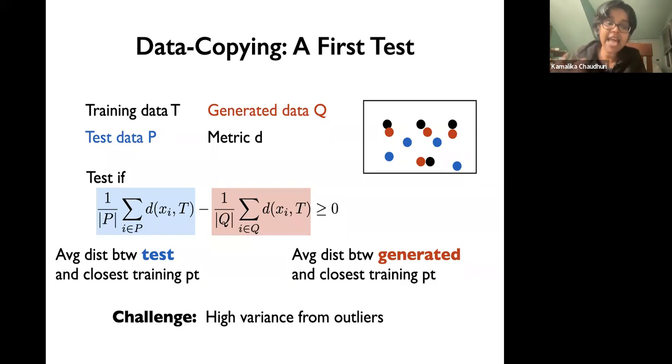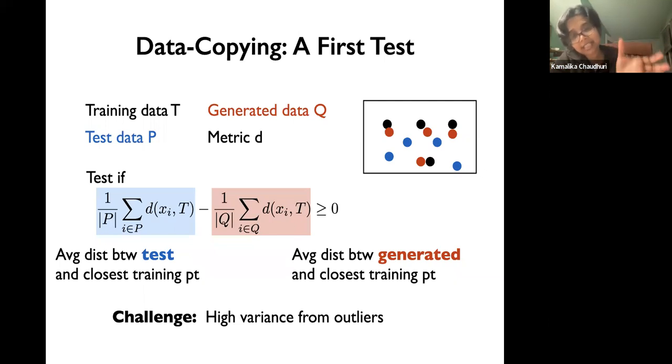You check if the average distance between the test data and the closest training point versus the average distance between the generated data and the closest training point are very different, right? Okay. And so you can do this, if you are given a generative model, if you have all the stuff. But the problem with this test would be that if you have some outliers, you are going to get very high variance. Okay. And you can do the usual statistical testing things, right?